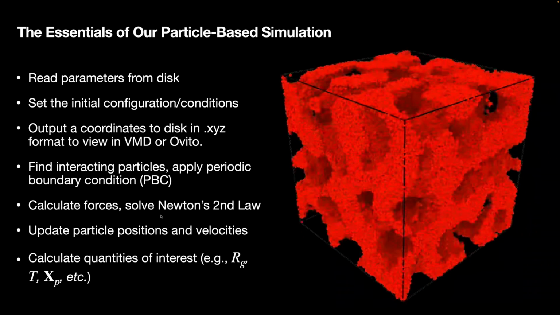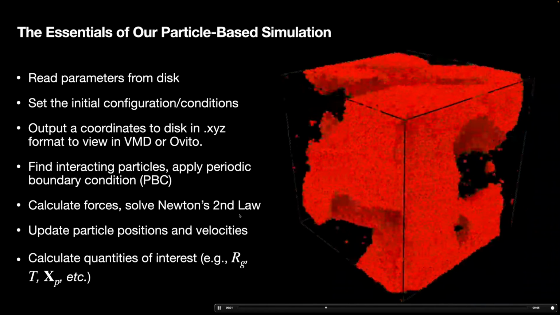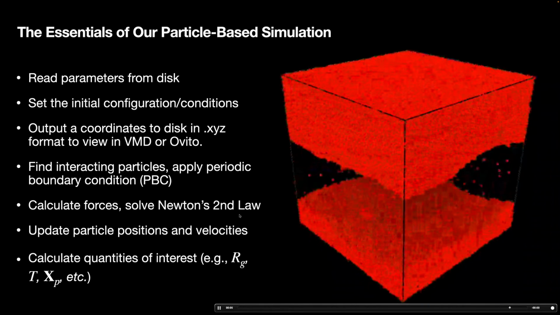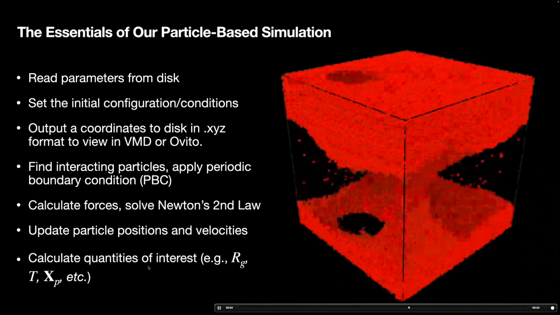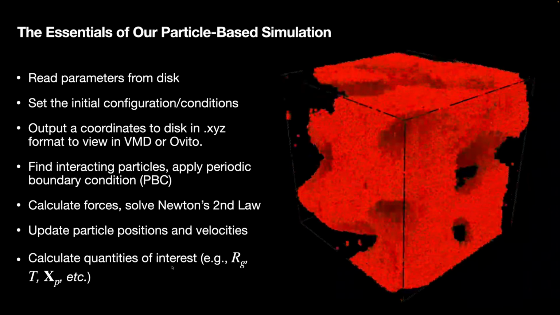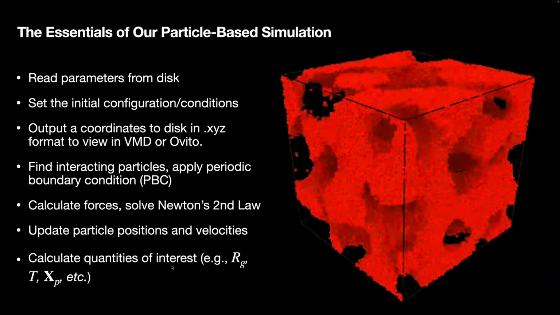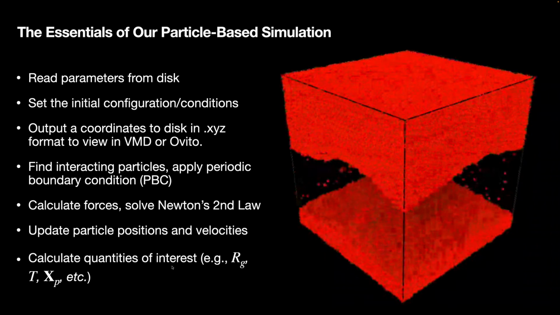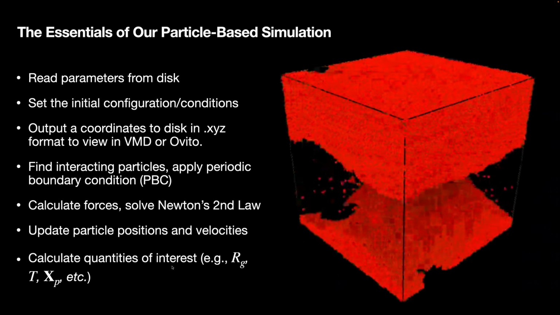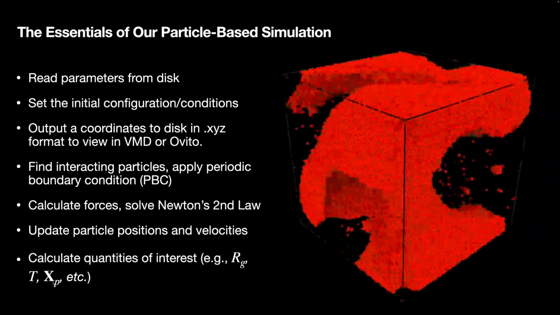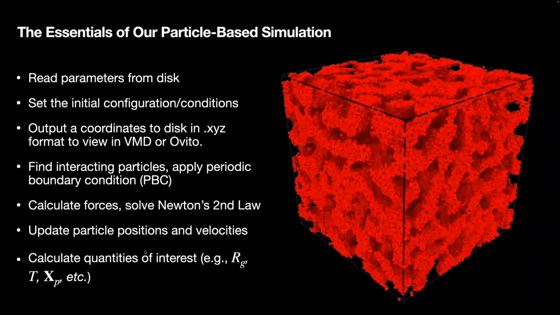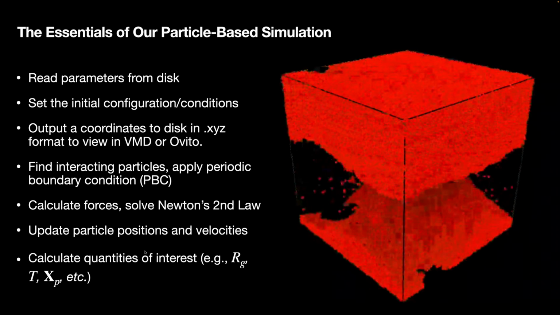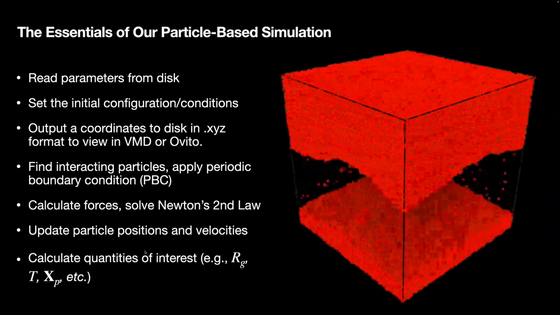We'll need to calculate the forces and solve Newton's second law. So we'll need to integrate the equations of motion to update velocities and particle positions and things like that. And we also need to calculate quantities of interest, right? We don't do science just by looking at pictures like this. We would like to get an idea of something like the radius of gyration of our polymers, so the average radius of gyration. The temperature, I have x sub p here. These are normal coordinates for analyzing the dynamics of the polymers. There's any number of things that you can calculate, and we'll do a little bit of that as part of the simulation.